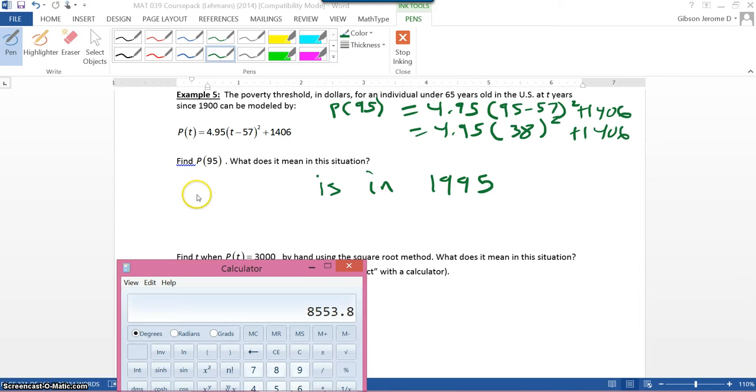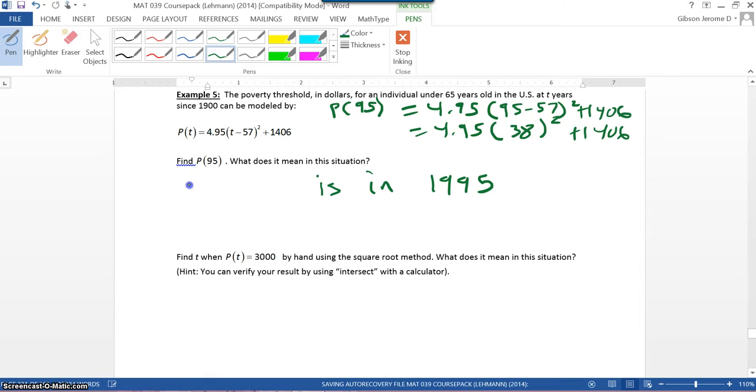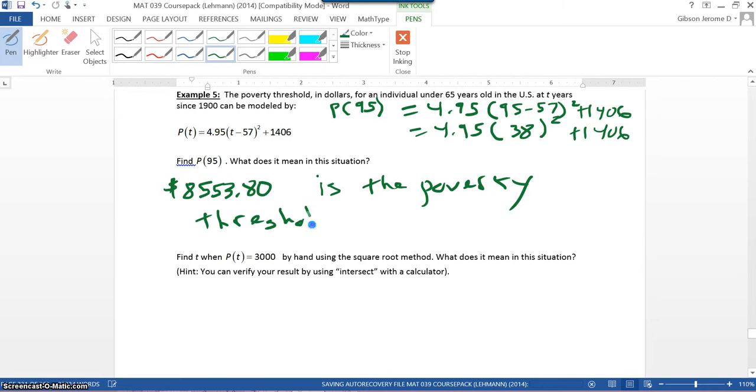So that'll mean that, let's see. First of all, the answer would be $8,553.80. Now this is the poverty threshold. $8,553.80 is the poverty threshold in 1995. And that is the final answer.